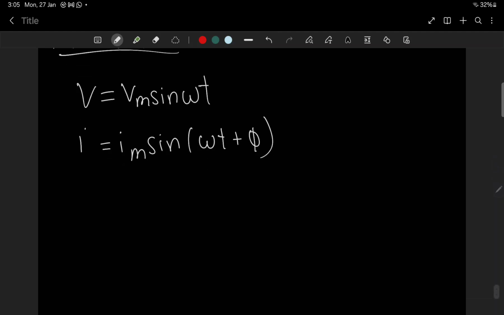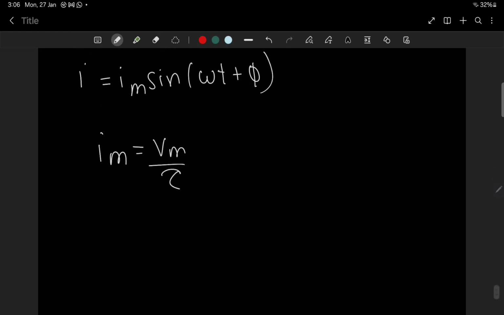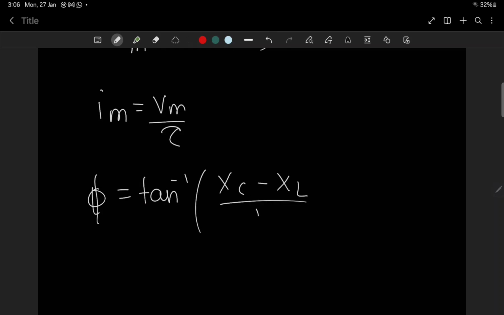That is V equal to Vm sin omega t in an AC circuit, and I equal to Im sin omega t plus phi depending. Im is equal to what? Vm by impedance, right? And phi equal to tan inverse XC minus XL by R.